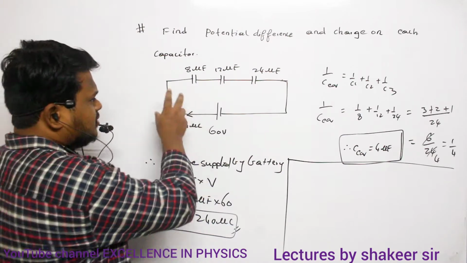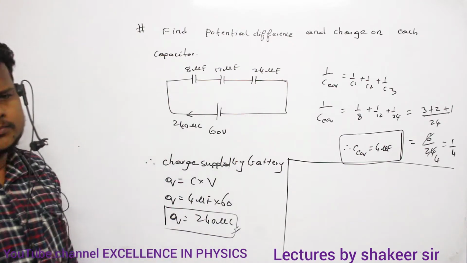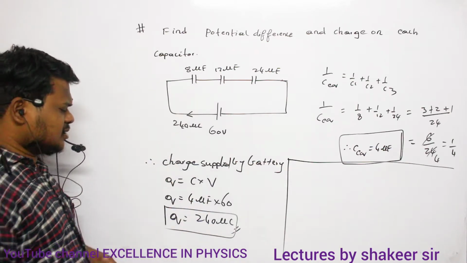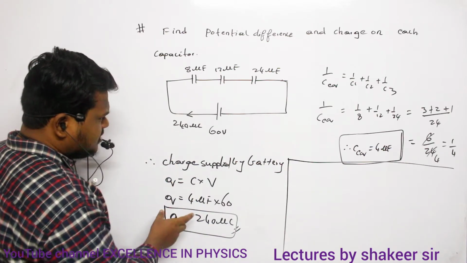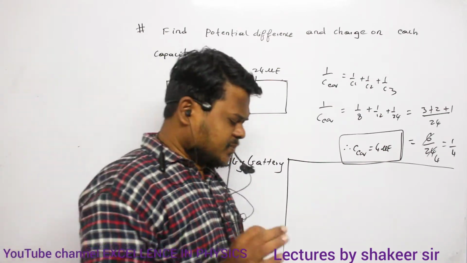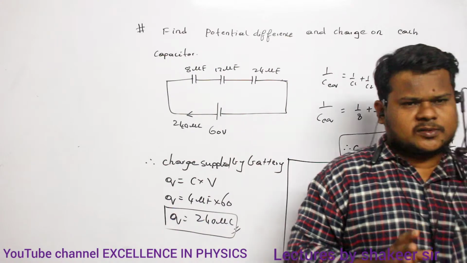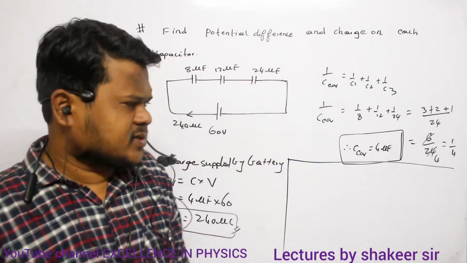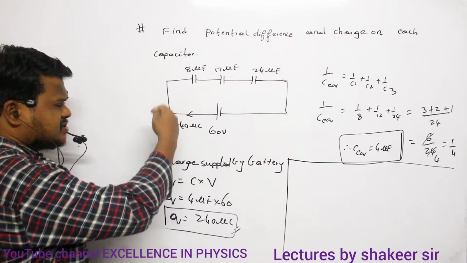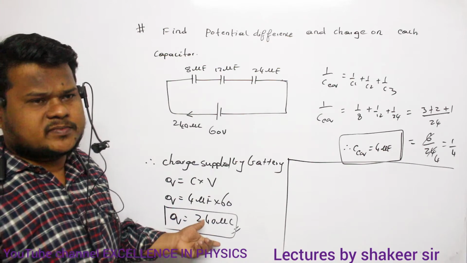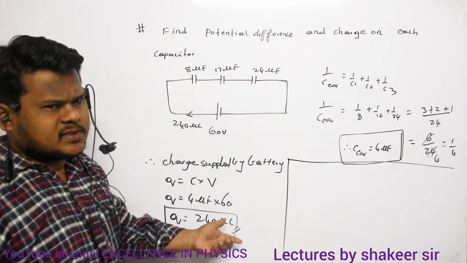See, what kind of connection is this? Series connection, no? Because this is a series connection, we have already discussed, no? In series connection, the battery supplies a charge only to the first plate of the first capacitor. That's all. All the remaining charge will be induced charges. So when capacitors are connected in series, every capacitor will have the same charge.